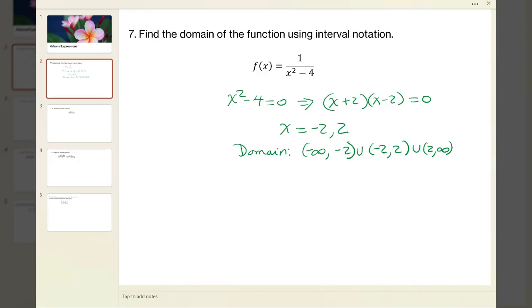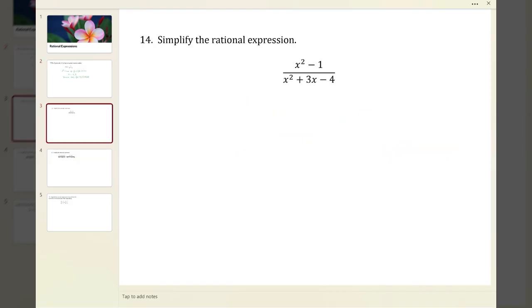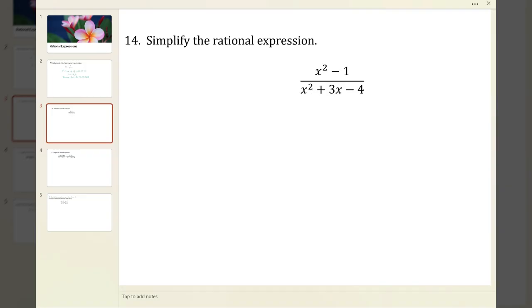Okay, for the next problem, it's number 14. This is a very standard problem in rational expressions. We're asked to simplify it. So the first thing you want to do is factor the numerator and the denominator. That's x plus 1 times x minus 1 in the numerator, and then also factor the denominator. That's x plus 4, x minus 1. Now you notice that the x minus 1 is a common factor, so you divide them out. And so the final answer is x plus 1 over x plus 4.